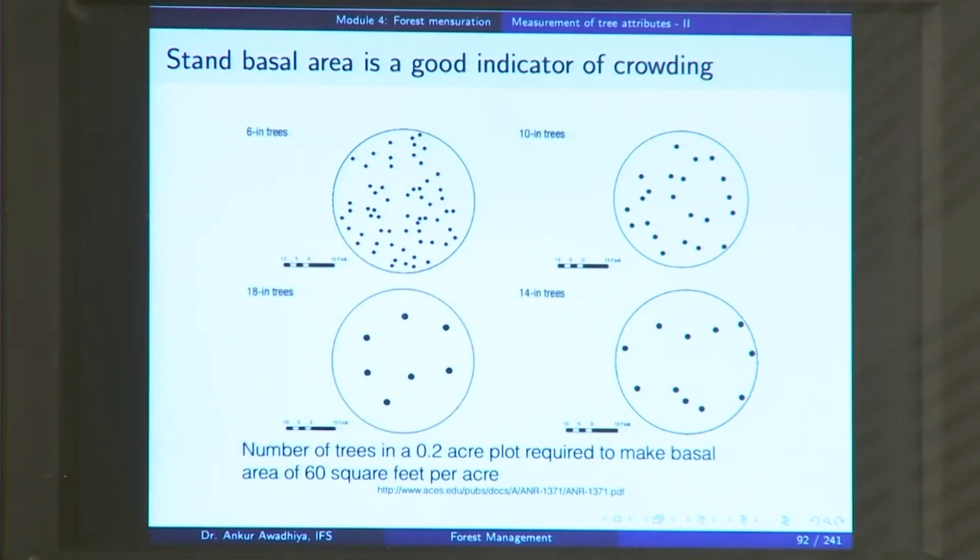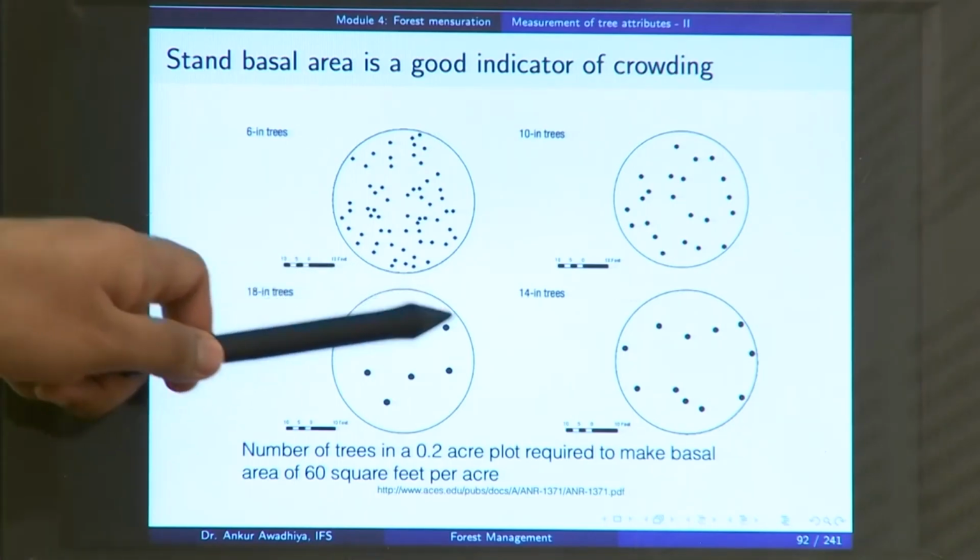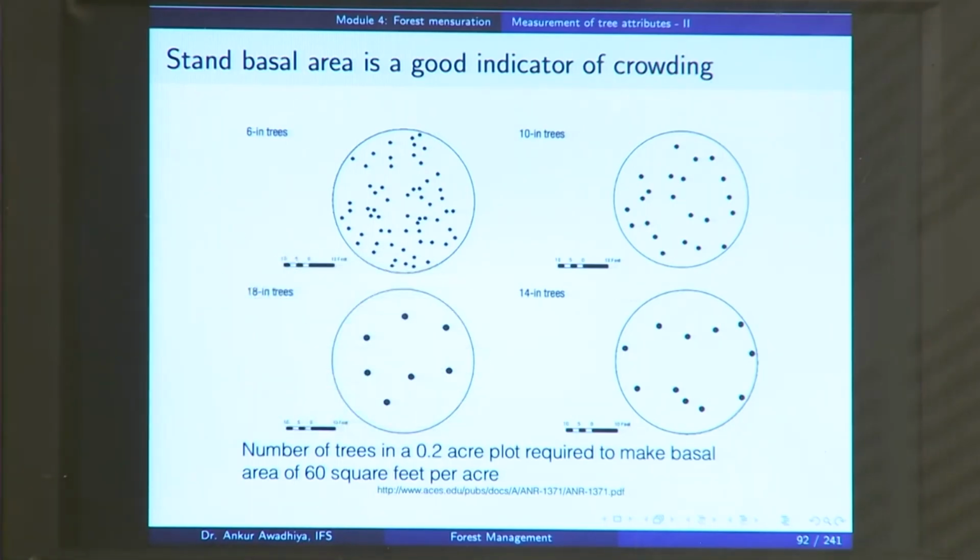Now, the amount of crowding that you have in your stand is dependent on the basal area of the stand. So, if you have a stand with a greater amount of basal area, you will say that there is a very huge amount of crowding, because even though you have fewer trees, the total amount of area that is being occupied by these trees is now so huge that your piece of land is no longer able to accommodate any more trees. So, stand basal area is a good indicator of the crowding of your stand.